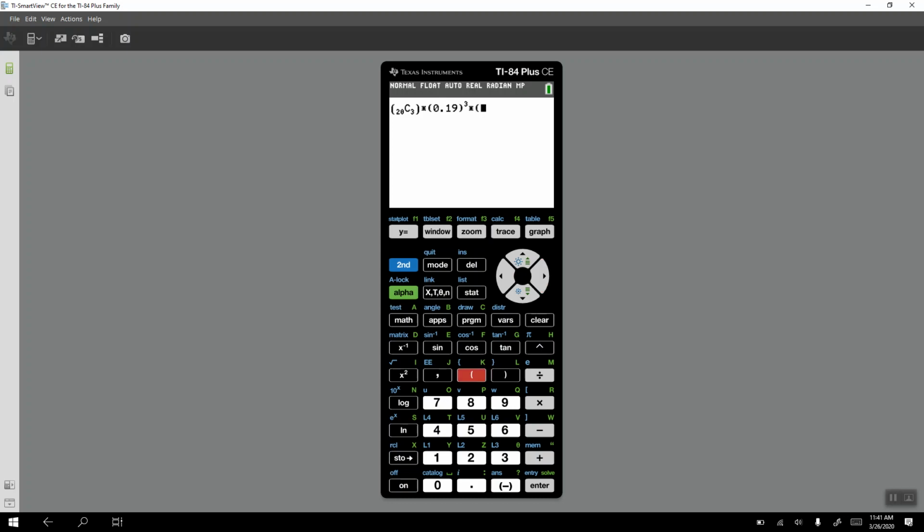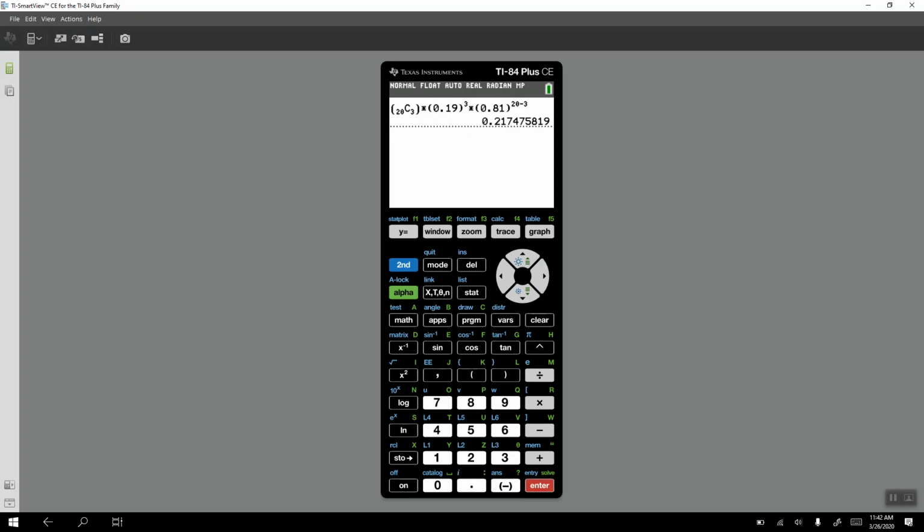Multiplied by Q, which was 0.81, close that parenthesis, raised to the power of, and here you can do 20 minus 3, like this, or if the arithmetic is pretty straightforward, as in 20 minus 3 is 17, then you can naturally just insert the exponent of 17 and everything's fine. As it stands, everything looks good. I'm going to hit enter.